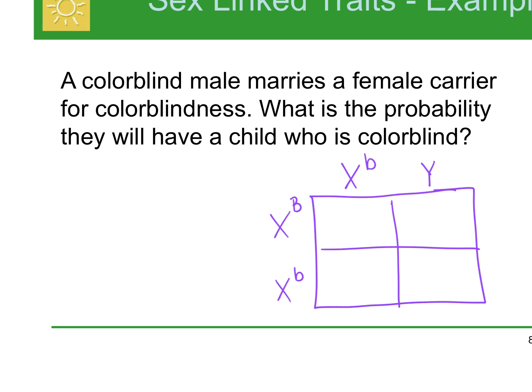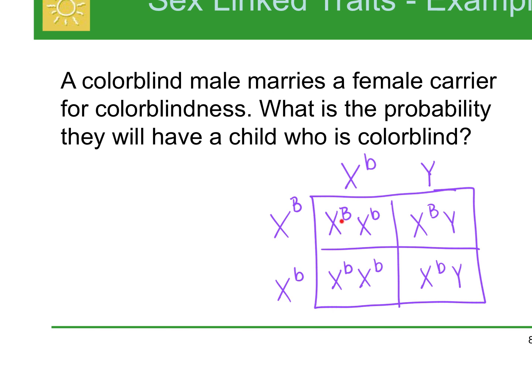So now we'll just combine the letters in the Punnett square. So we have X big B, X little b, X big B, Y, X little b, X little b, and X little b, Y. Okay, so now when we look at the Punnett square, XX is the probability of these two people having a daughter, and then XY is the probability of these two people having a son.